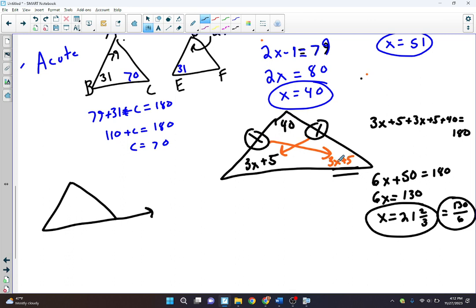Leo, go ahead. You had your hand up. How come it can't be that the 40 is on the bottom? It would make it so much easier. That way we know that if 40 is down, then 3x plus 5 was on the side. Because I could have put the tick mark here. So you've got to be careful. You've got to know which one's the opposite.